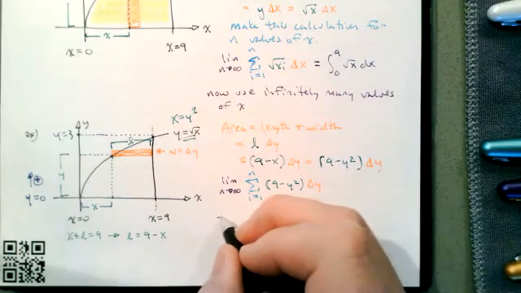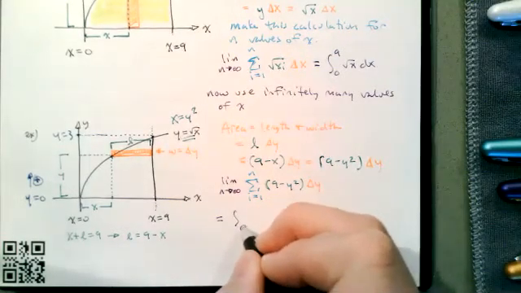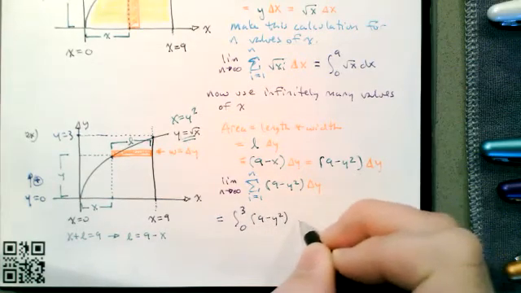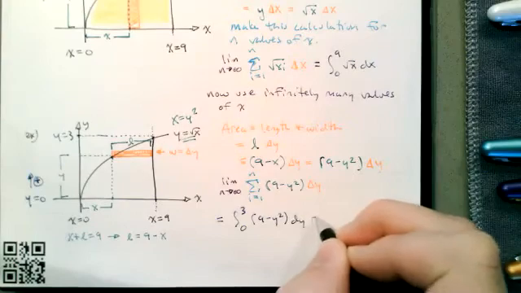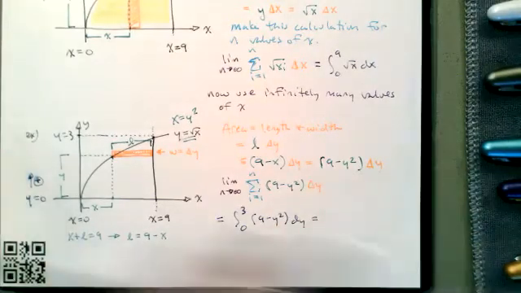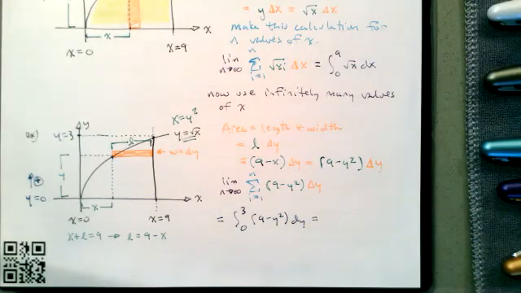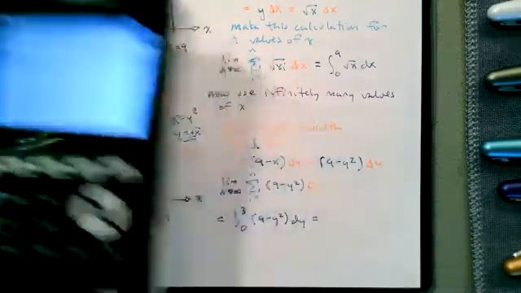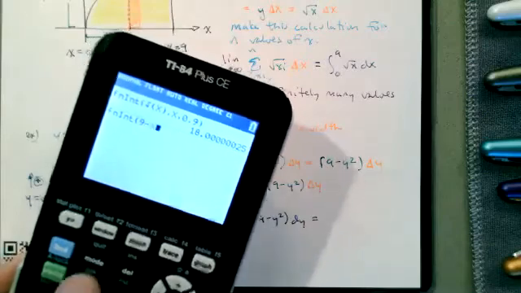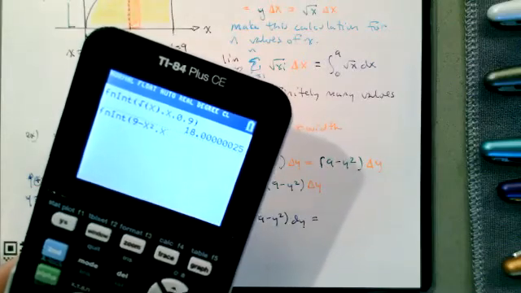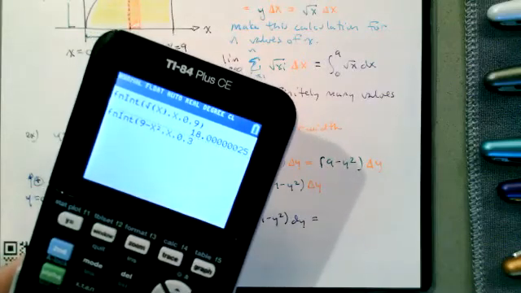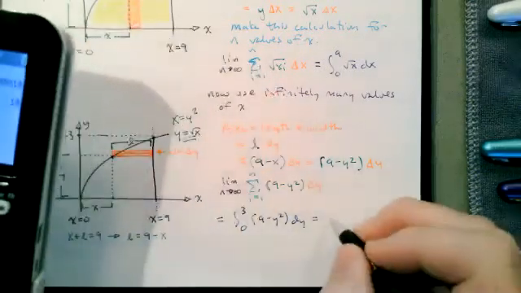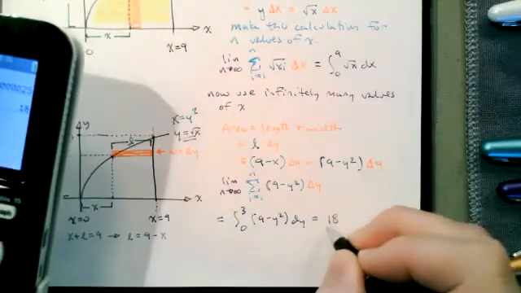So our integral is the integral from 0 to 3 of 9 minus y squared, delta y becomes dy, which hopefully is also going to give us 18. Let's find out. So it's the integral of 9 minus y squared with respect to y from 0 to 3. Also 18. Love it when a plan comes together.